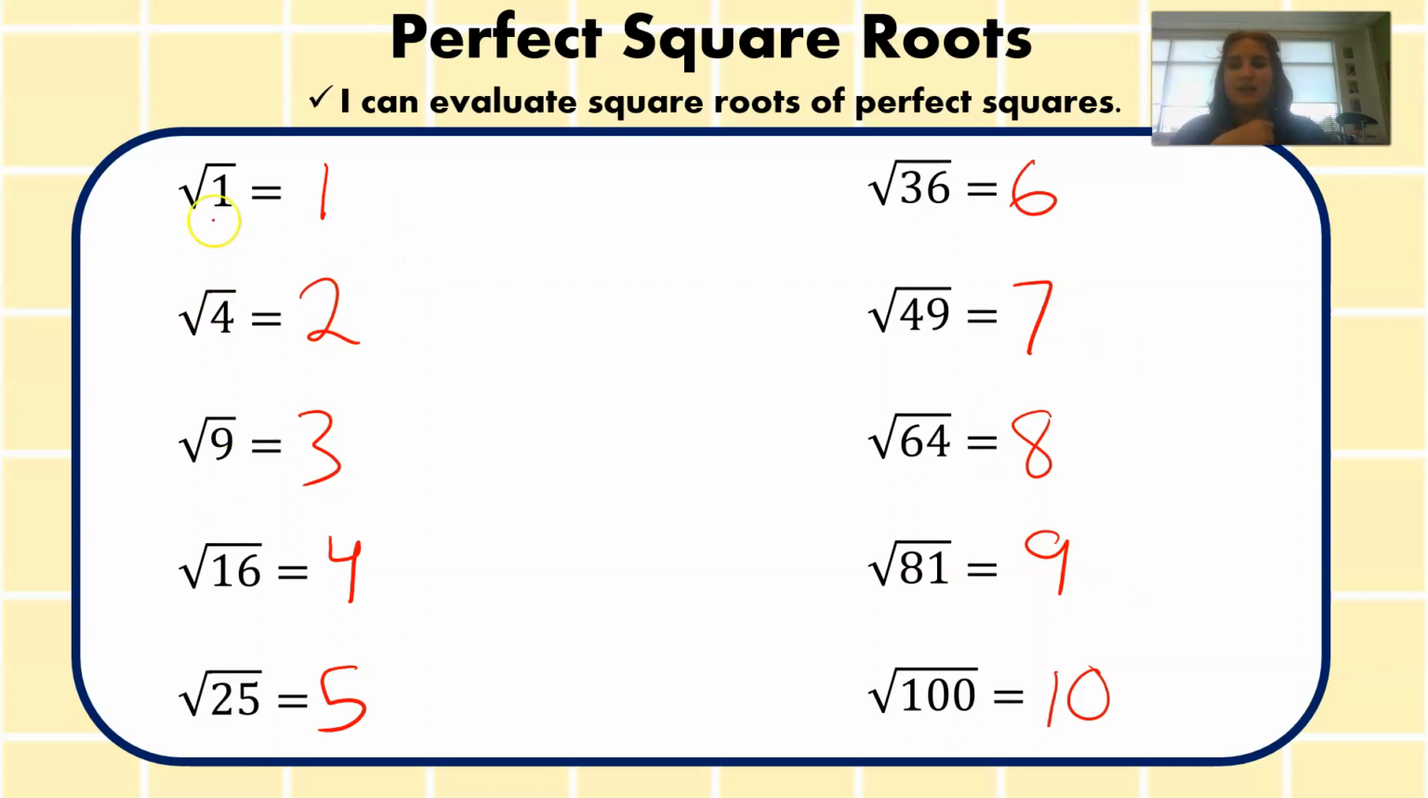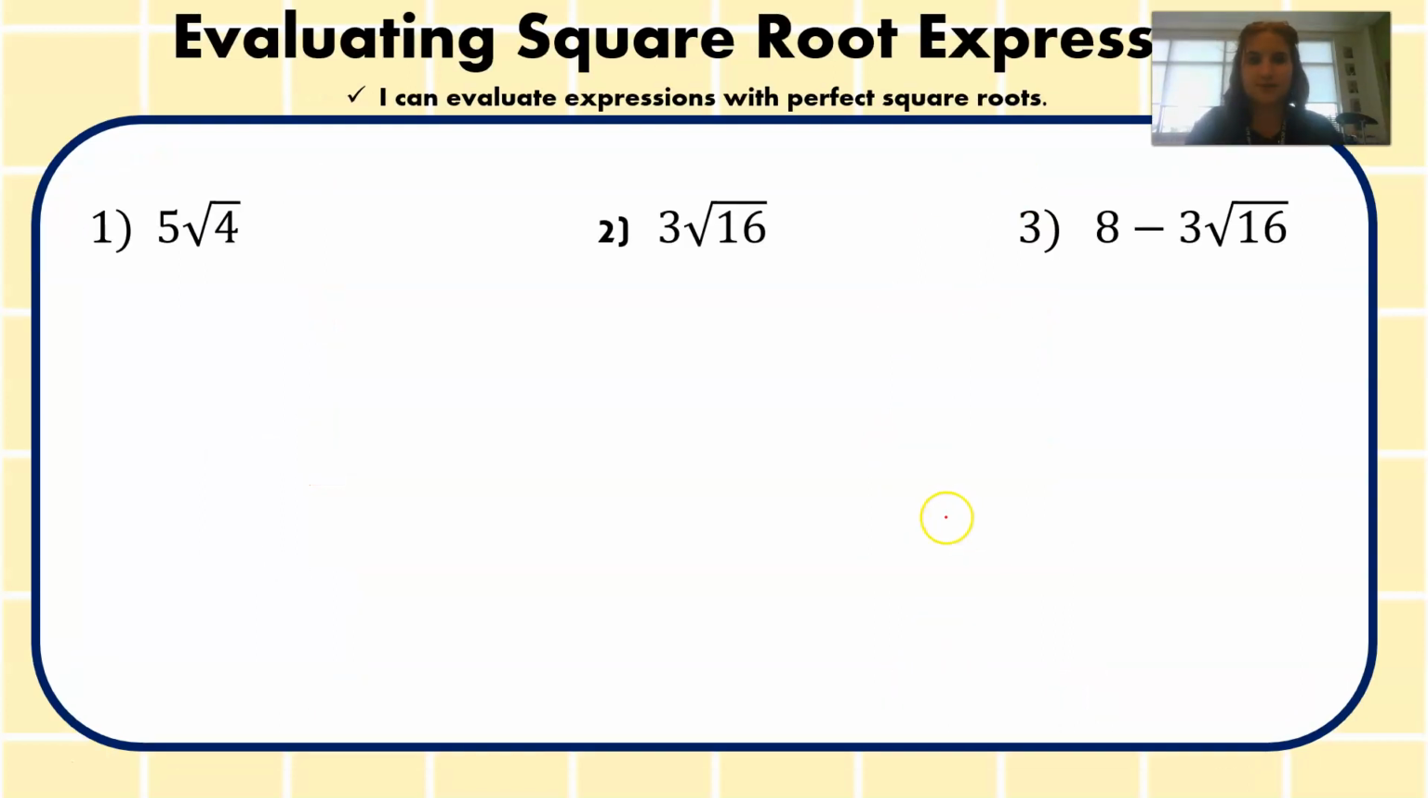And notice that these numbers, 1, 4, 9, 16, 25, 36, 49, 64, 81, 100 are all our perfect squares. And that is actually it for now. You don't have to look at this.